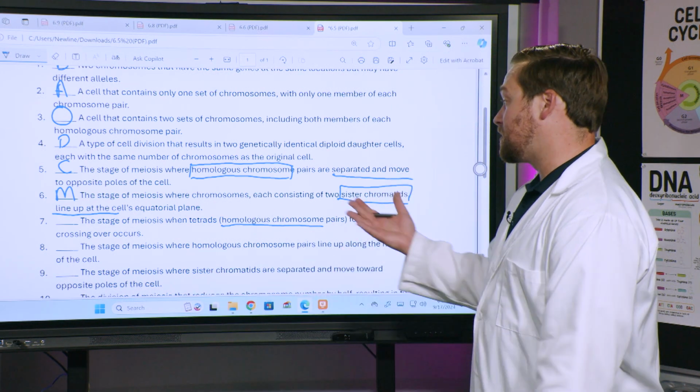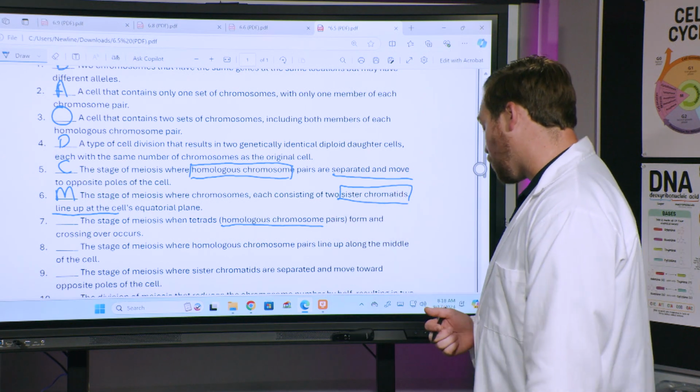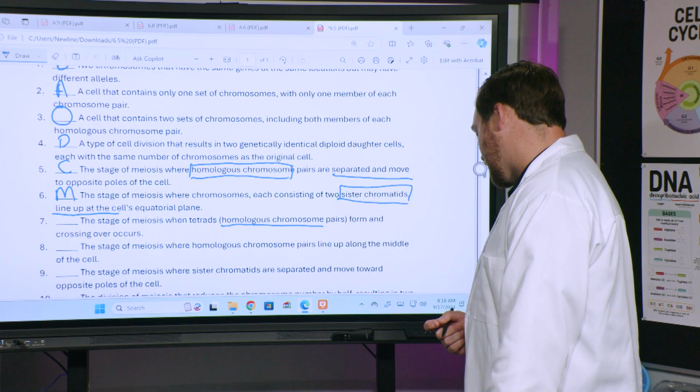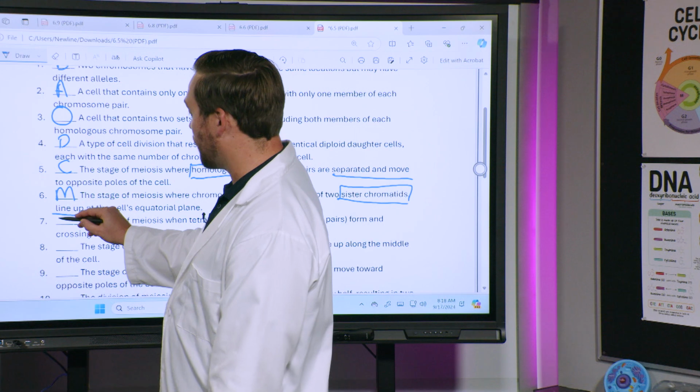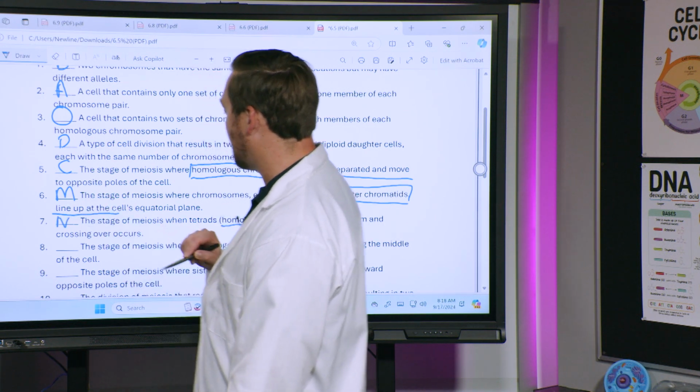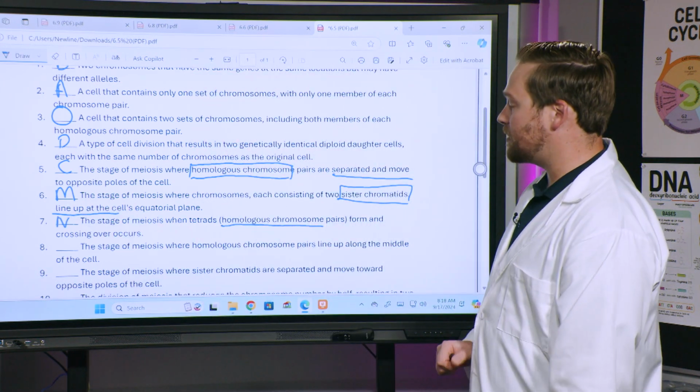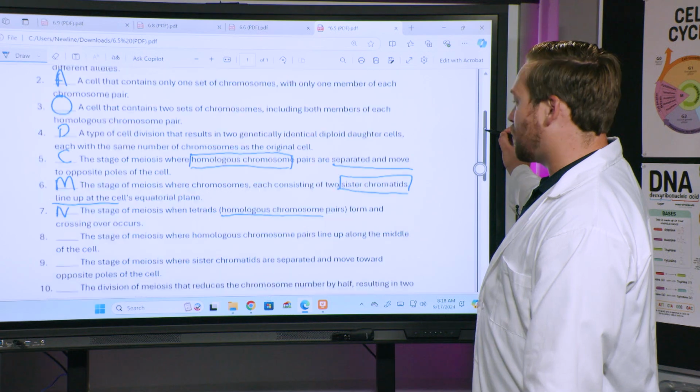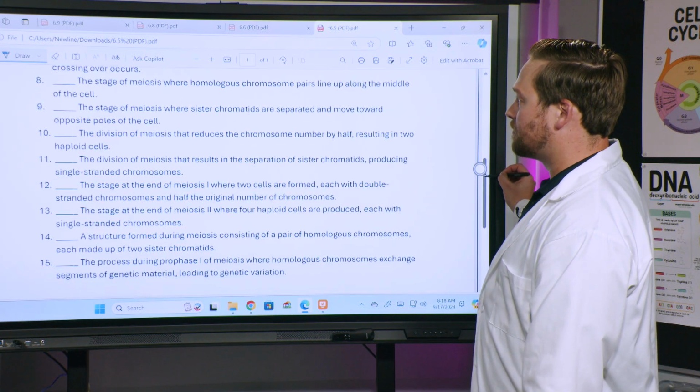Okay, so this is going to be prophase 1 for 7, and that is letter N. So let's go with N for that one. Okay, great work. Let's keep this going. All right, I'll scroll down a little bit here.